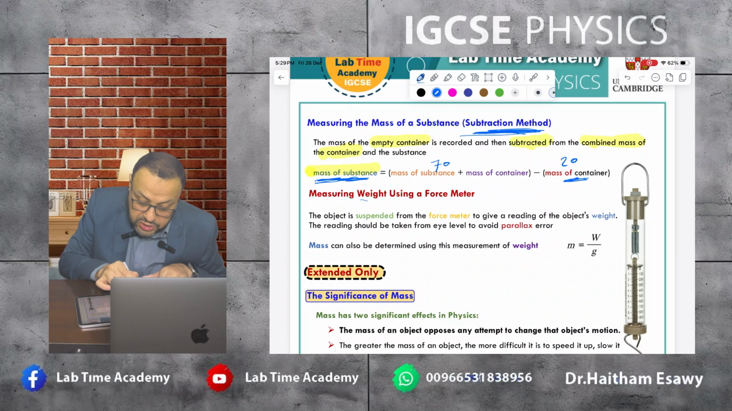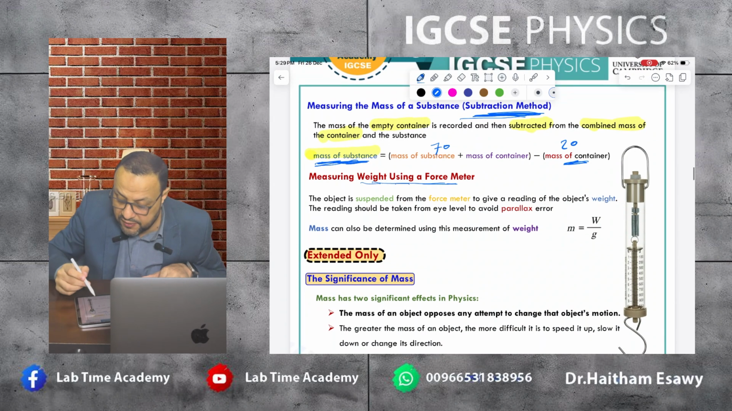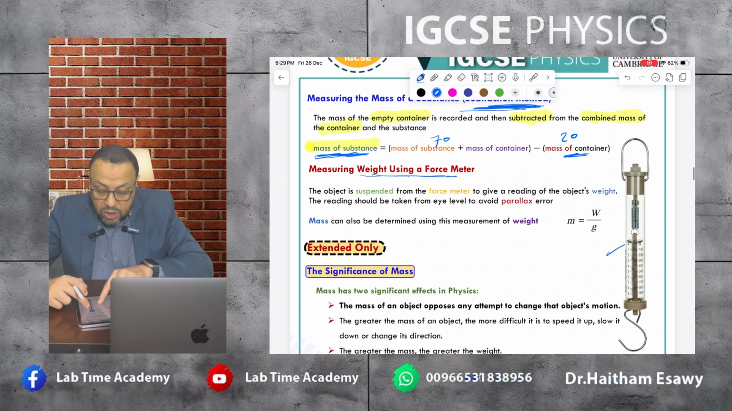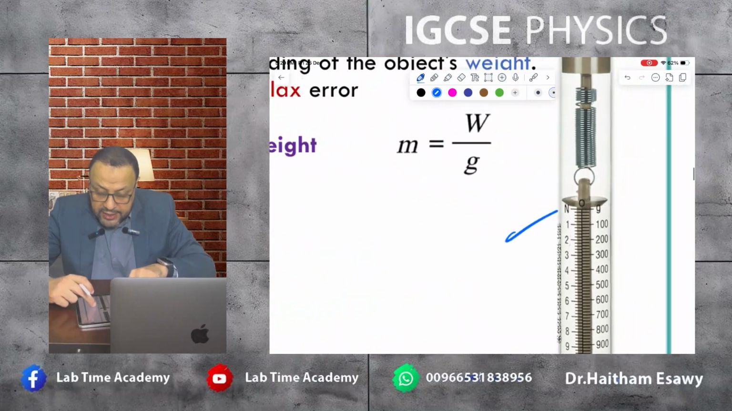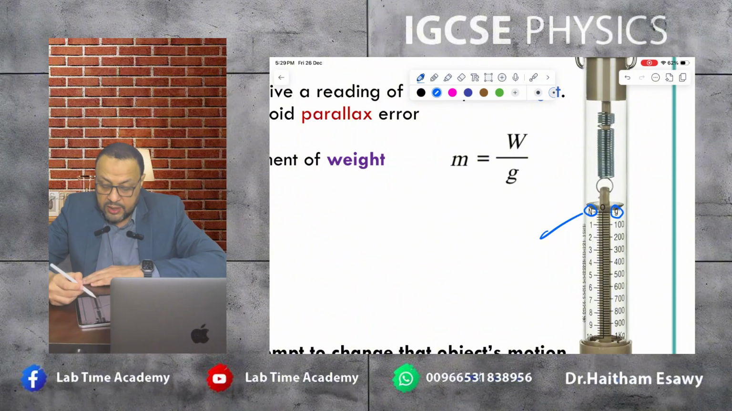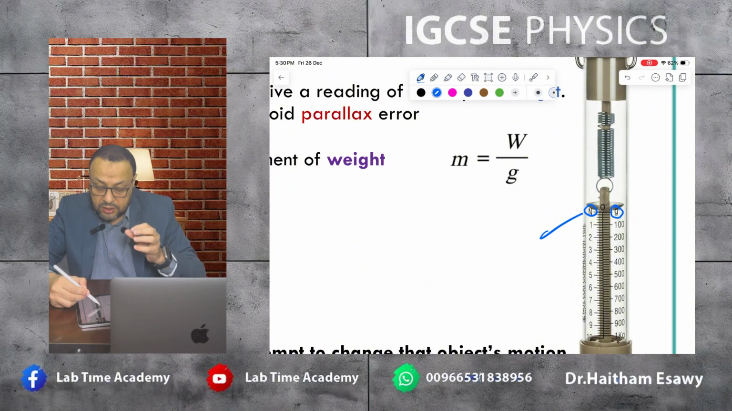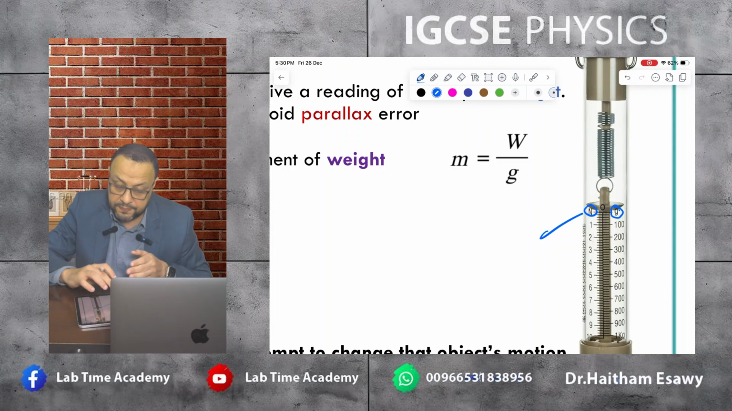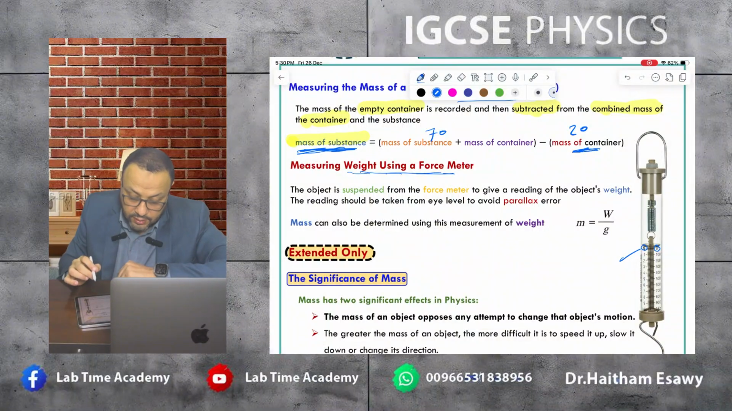Okay. Measuring weight using a force meter. This will be a force meter, or Newton meter. Actually, I can use the force meter or Newton meter. As you see, we have two scales, gram and Newton. So we can use this force meter or Newton meter to measure the weight of the object, and also the mass of the object, because we have two scales. One of them in Newton and the other one in gram.